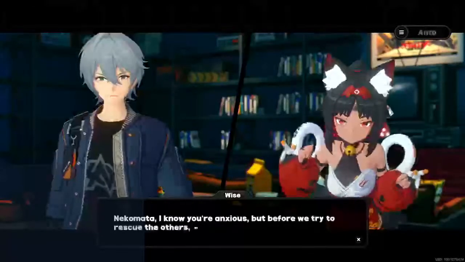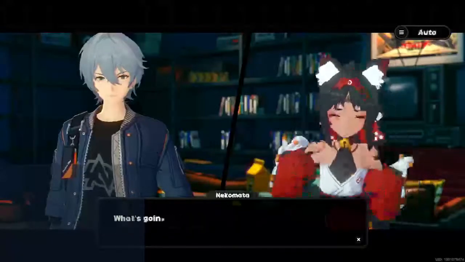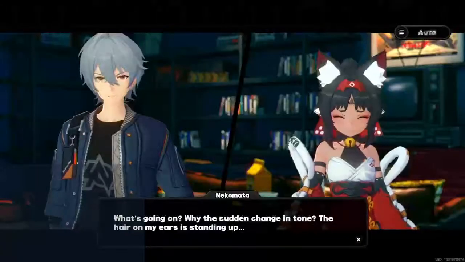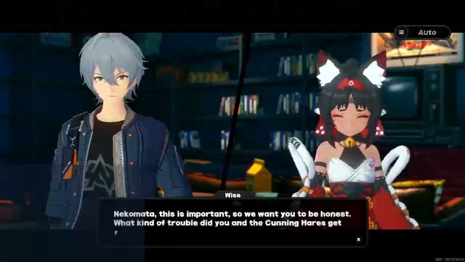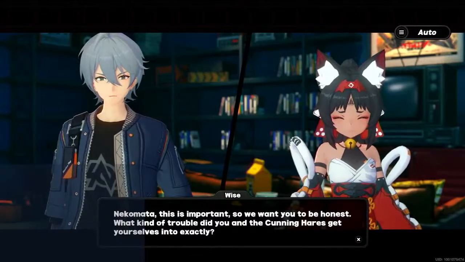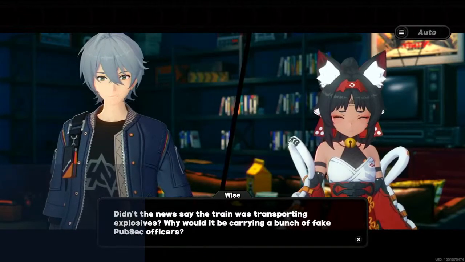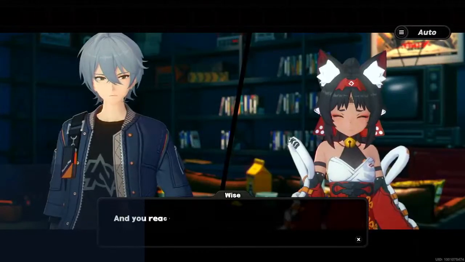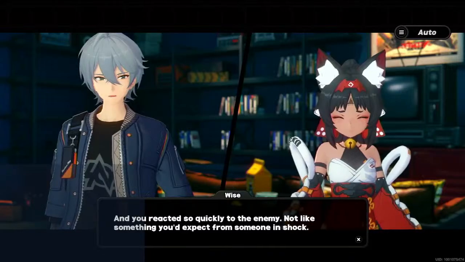Nekomata, I know you're anxious, but before we try to rescue the others, we have to talk. What's going on? Nekomata, this is important, so we want you to be honest. What kind of trouble did you and the Cunning Hares get yourselves into exactly? Didn't the news say the train was transporting explosives? Why would it be carrying a bunch of fake PubSec officers? And you reacted so quickly to the enemy. Not like something you would expect from someone in shock.